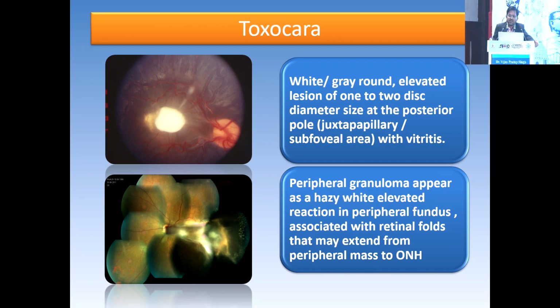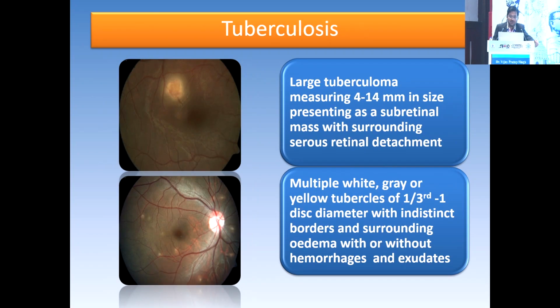But we can also encounter a peripheral granuloma, which appears as a hazy white elevated reaction in the peripheral fundus associated with a retinal fold, which may extend from the peripheral mass to the optic nerve head. Since we are living in India, which is very prone to tuberculosis, we should always think of tuberculosis while dealing with choroidal lesions. Tuberculosis can present as a large tuberculoma ranging from 3 to 14 millimeters in size, presenting as a subretinal mass with surrounding subtle serous retinal detachment.